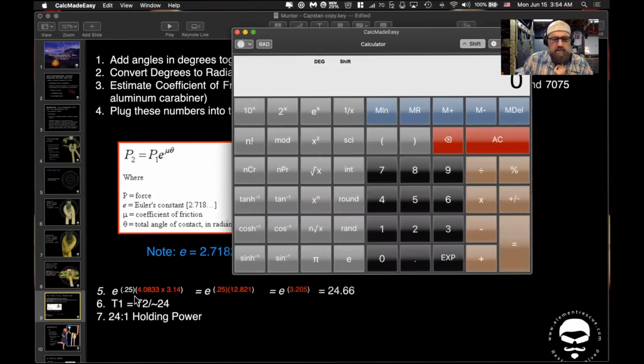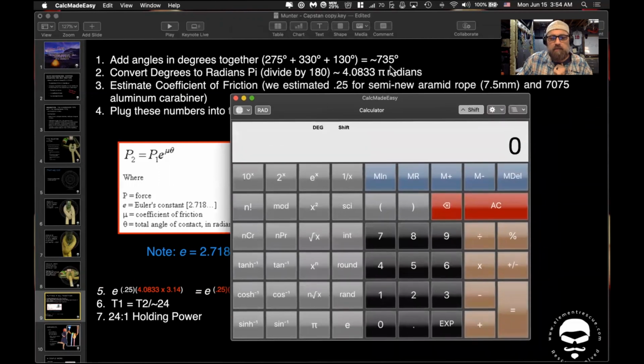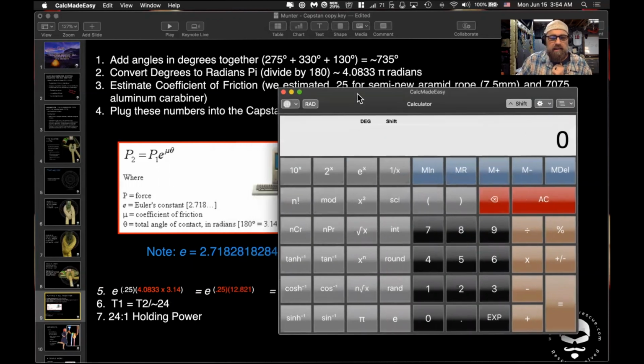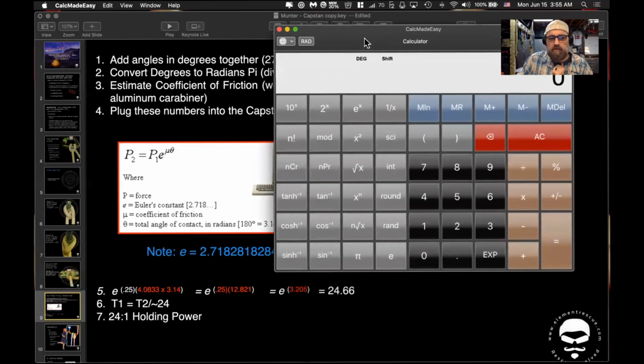So when we look at this, we take the original number that we got, 4.0833, and we multiply that by 3.14. This is the number with the angles. This is when we divided it out to pi radians. By doing this, we're taking the pi out of it. Then the 0.25 is obviously our coefficient of friction. After we take the pi out, we get 12.821. Those two things are multiplied together to become the exponent for Euler's constant.